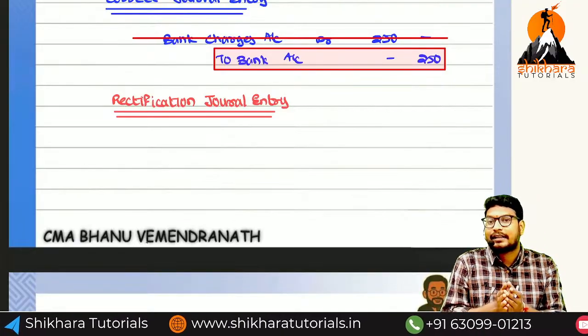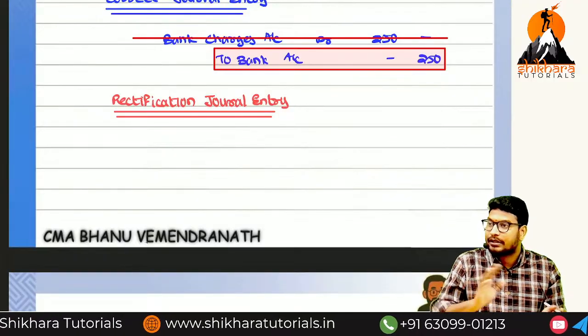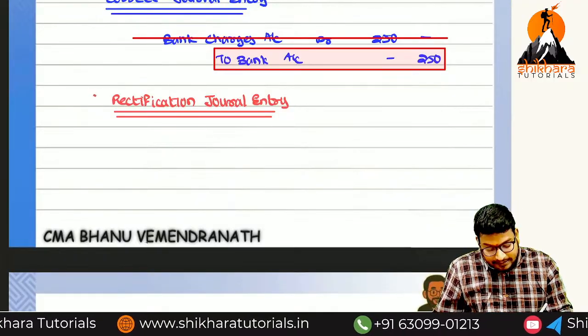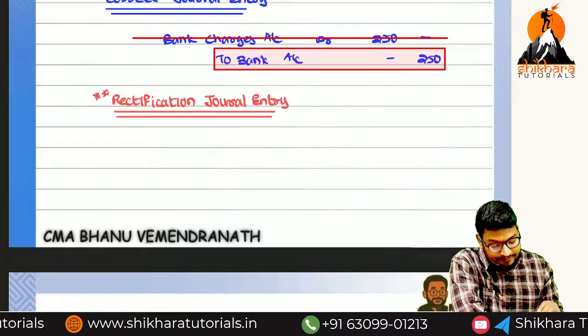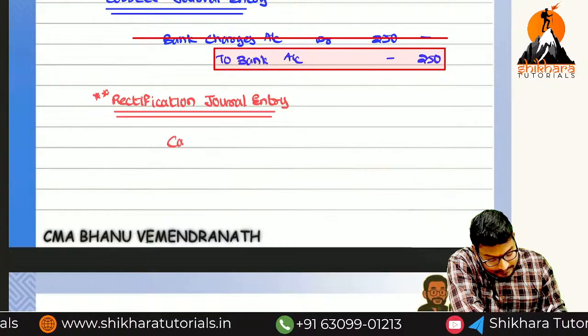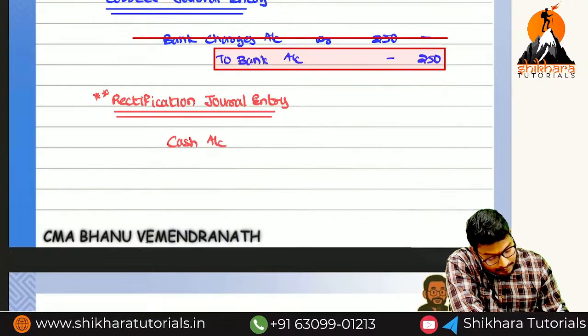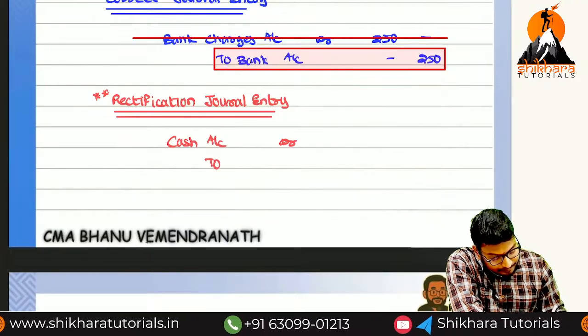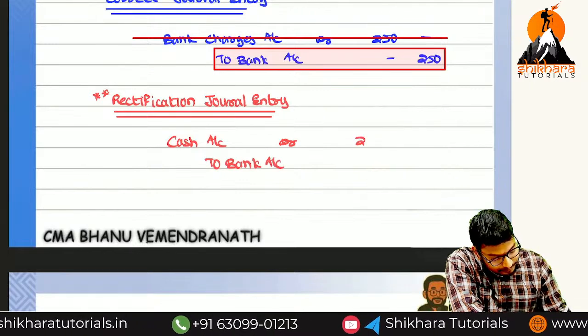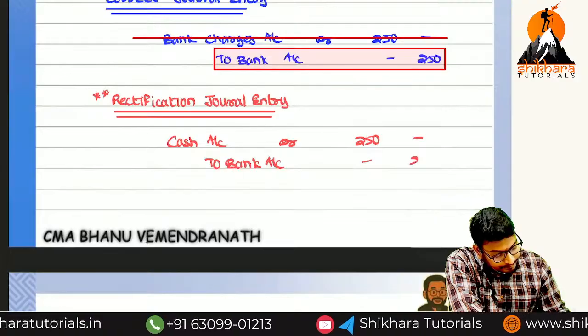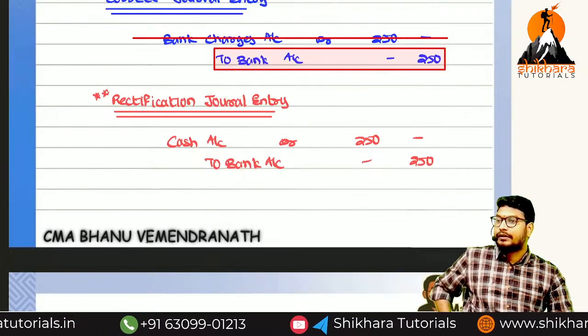Writing the wrong and the right entries are not important. What is the ultimate important answer in your examination? Rectification of error, the rectification journal entry. What is the entry? Cash account debited to bank account. How much? 250 and 250. Okay, guys?